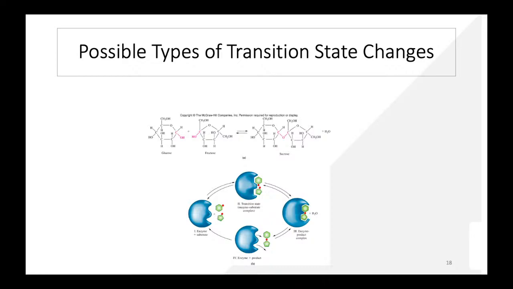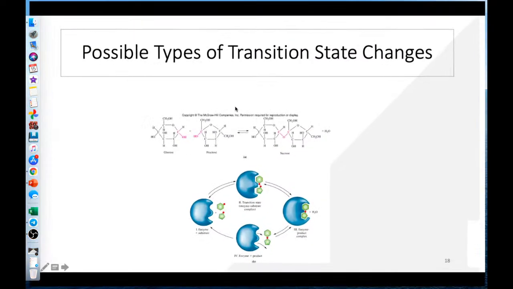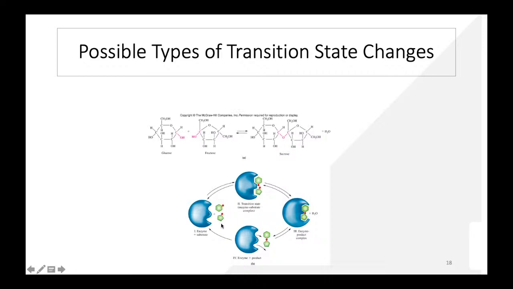So what types of transition state changes are possible? First, an enzyme-substrate complex is being made. This is the enzyme and substrate, and this transition state enzyme-substrate complex is made like this, and then the enzyme-product complex comes together to release water. So one molecule of water is removed and the substrates are joined together to make an enzyme-product. Your new product is being produced. Like this, a new reaction occurs.